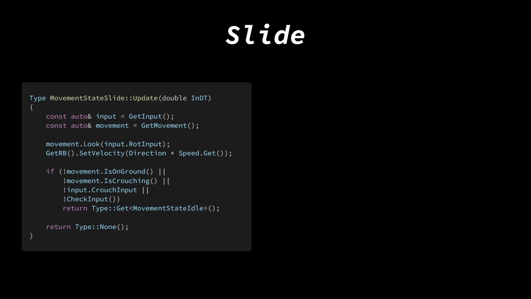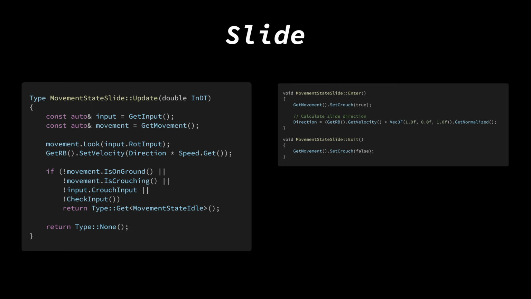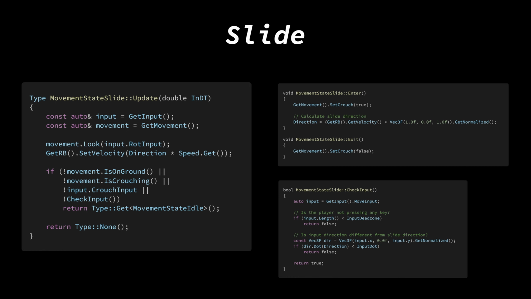Now, slide is in many ways similar, but while in slide, you have a constant velocity in the slide direction. There are two unknowns here, slide direction and the check input function. Slide direction is set when entering slide, based on the flattened rigid body velocity. And check input checks if the player is pressing any key and makes sure that the key the player is pressing is in about the same direction as the slide direction.